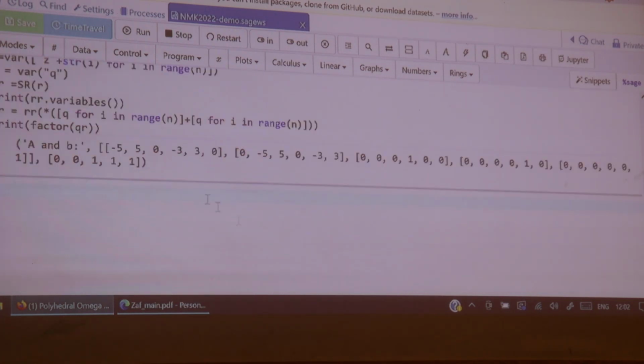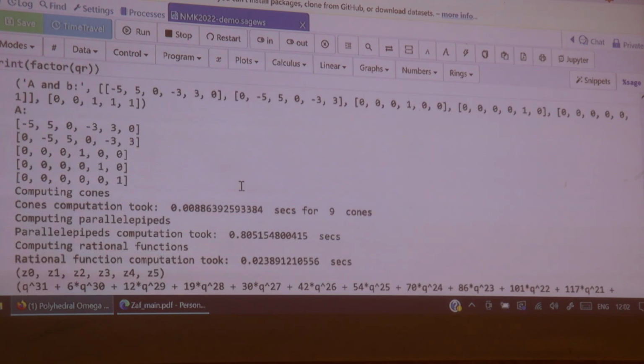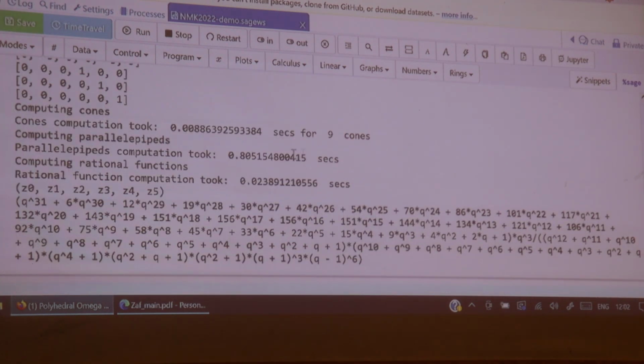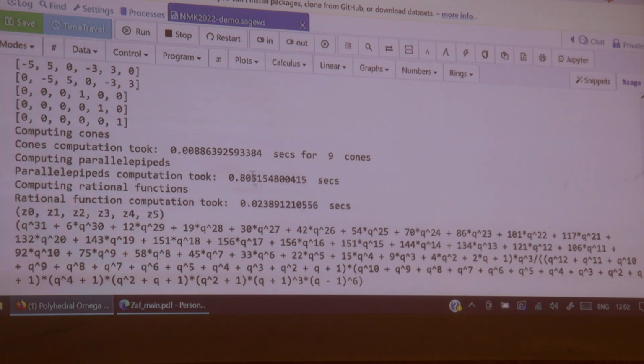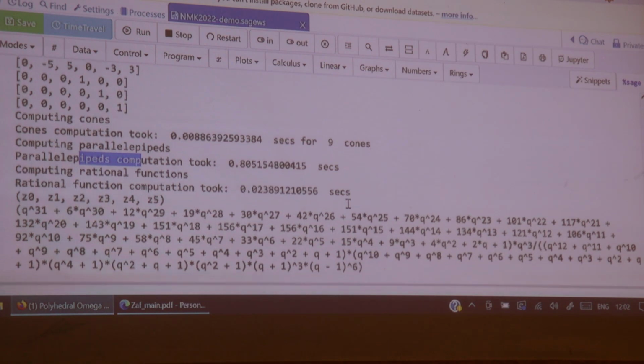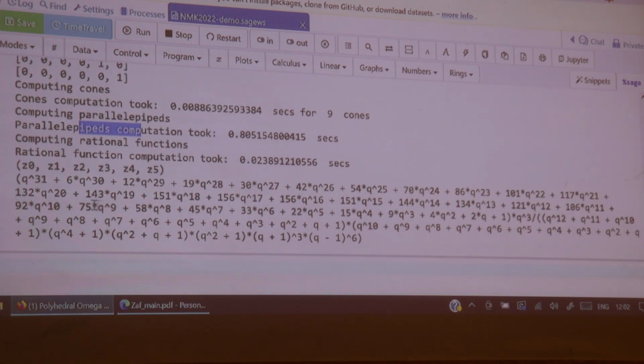And let's run it. So we computed some cones. So we found 9 cones. As you see, I didn't ask you to see it earlier, but all the bottleneck of the computation is always the parallelepiped computation. That's what takes the longest. And here we have our variables.